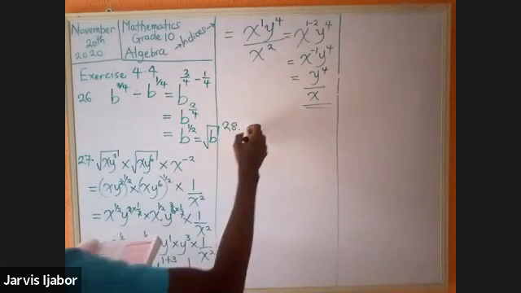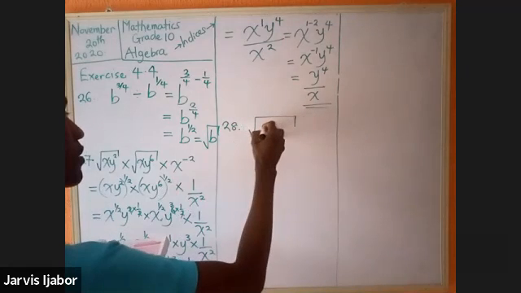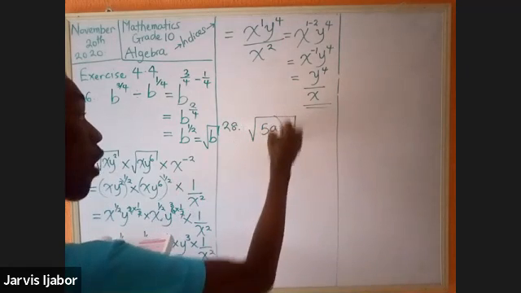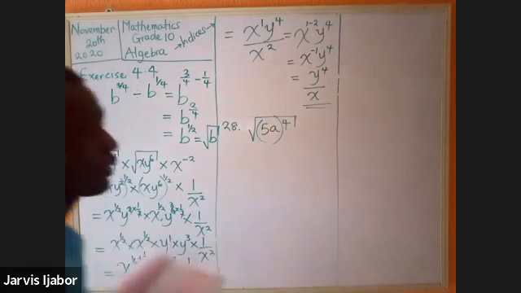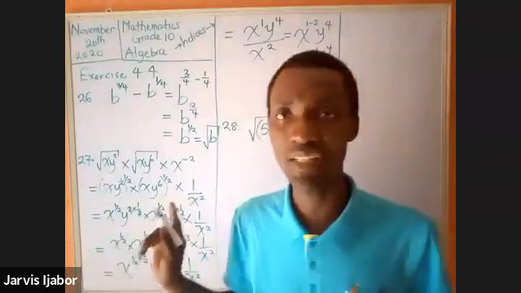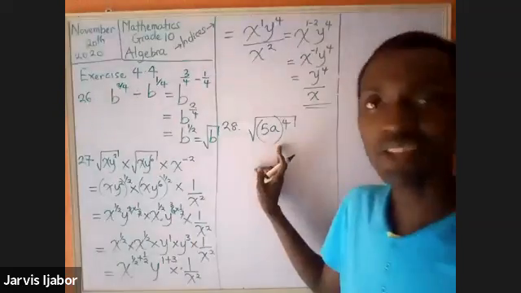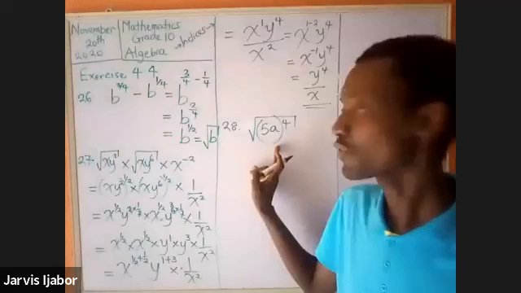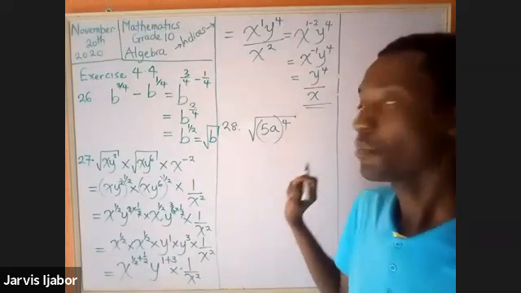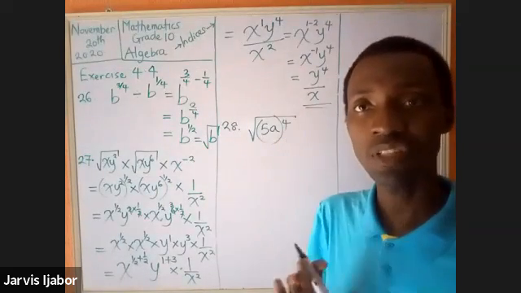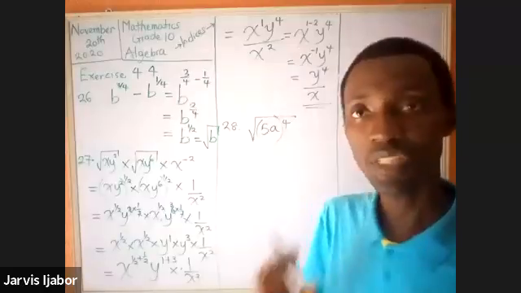In question 28, we have the square root of 5a all raised to the power of 4. Now, in handling problems in indices, you really must pay attention to what the description of each question is. Pay very close attention to what the description of each question is.